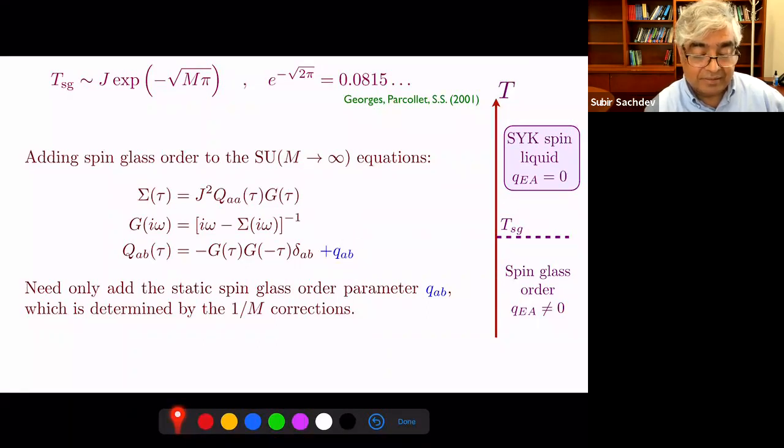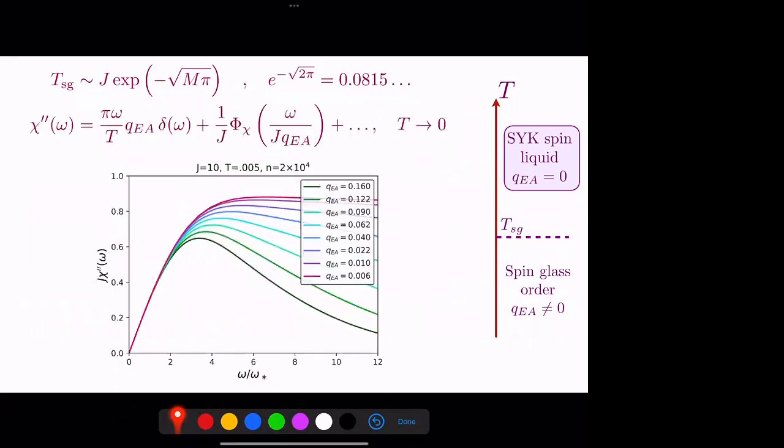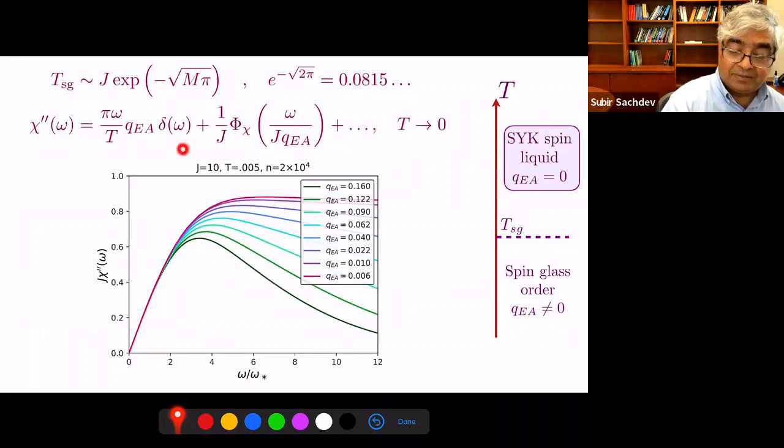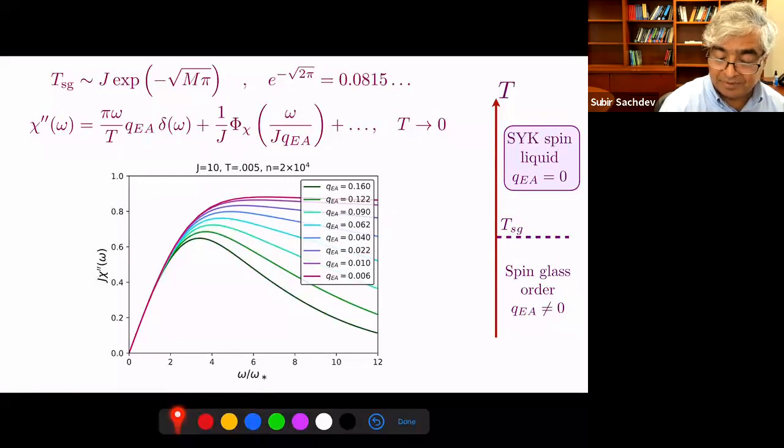Sorry. And the only thing that appears for the fermions is QAA. So we just have to resolve the equation with this extra term over here. We can do that, and this is the basic result. So you have the spin glass order parameter at 0 frequency. And then at finite frequency, at large frequencies, you have this constant plus a graviton term, which is this term with this linear slope up here.